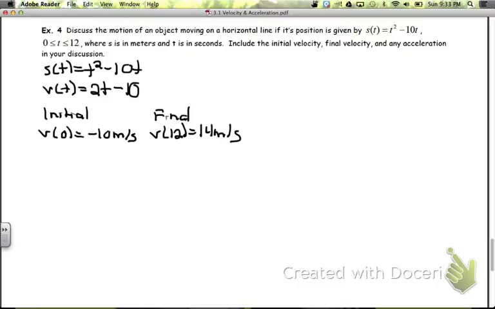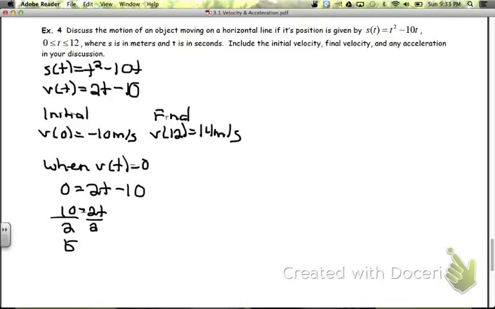So now let's look at when our velocity is equal to 0, so when it's at rest. It's always good to know when it's at rest because that is our turning point. So we have 0 is equal to 2t minus 10. We can go ahead and solve for our t value here. So we have that our t value is 5. Therefore the object is at rest at t equals 5 seconds.